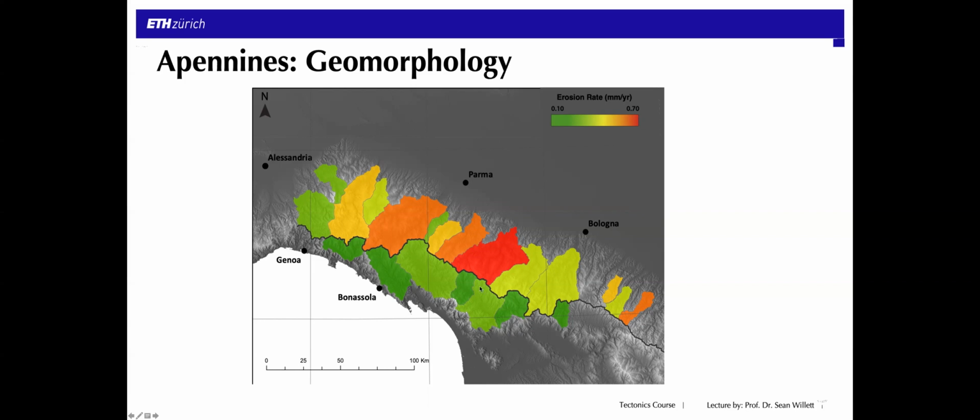And we think the argument for this is that, in fact, most of the uplift is occurring on this part of the system where it's in contraction. Once we get into the high mountains and over onto this side, extension starts to take over. The surface is actually dropping by extension. And that means that erosion is not as active on this side as it is on the side that's uplifting.